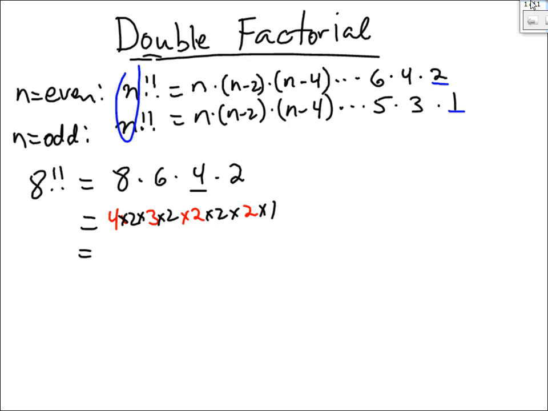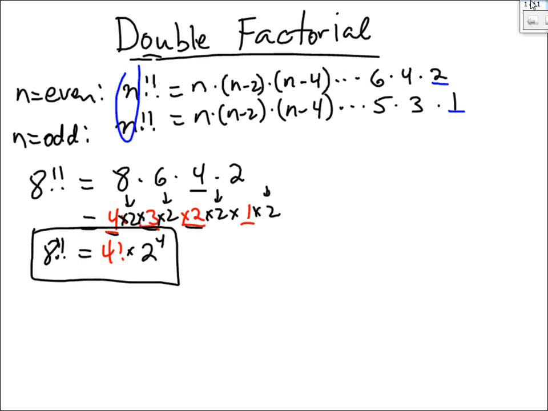So, turns out what's in red, and this last 2, we can think of as 1 times 2, is simply 4 times 3 times 2 times 1, which is 4 factorial, times a number of 2's being multiplied together, namely 1, 2, 3, 4. So that's 8 double factorial. It's 4 factorial times 2 to the 4.